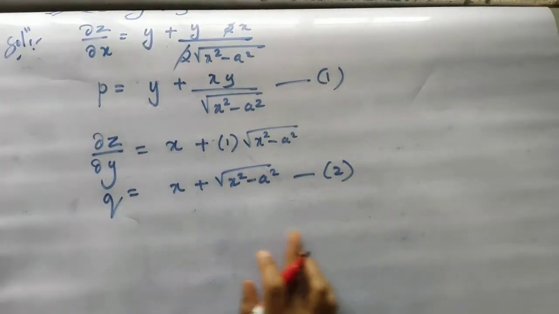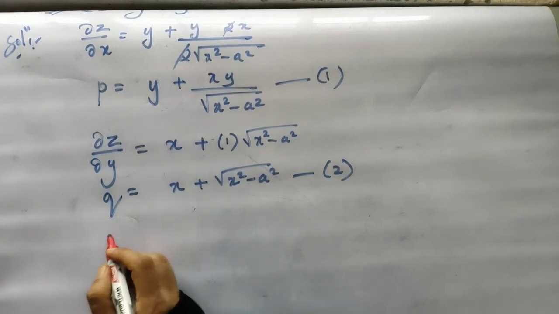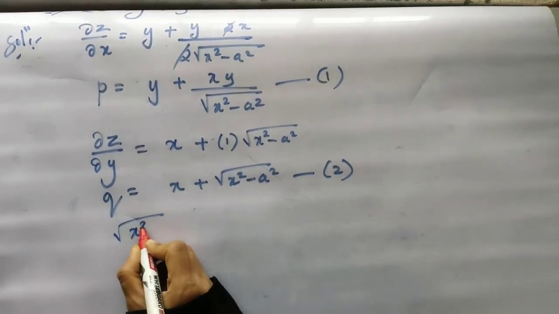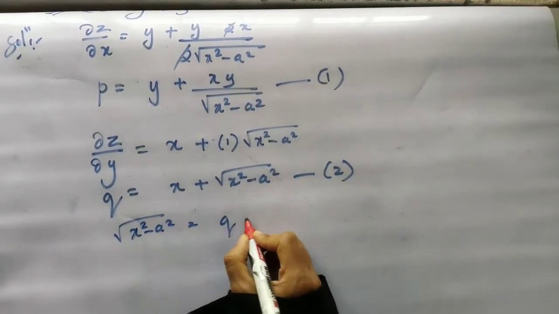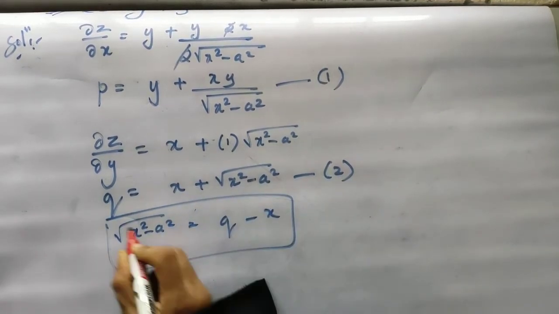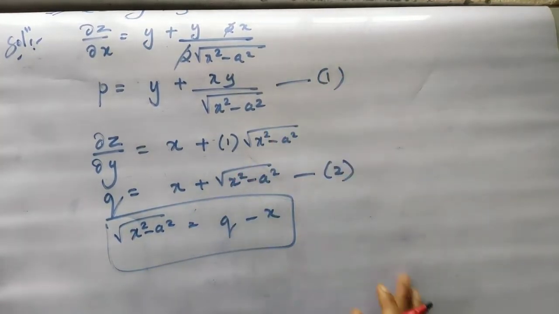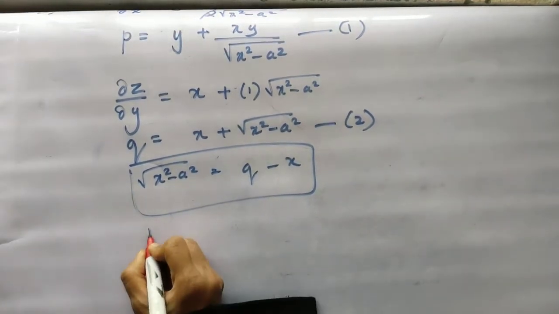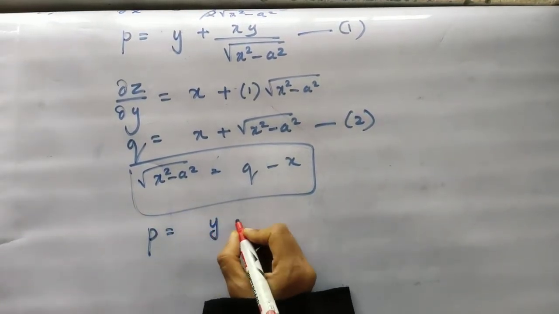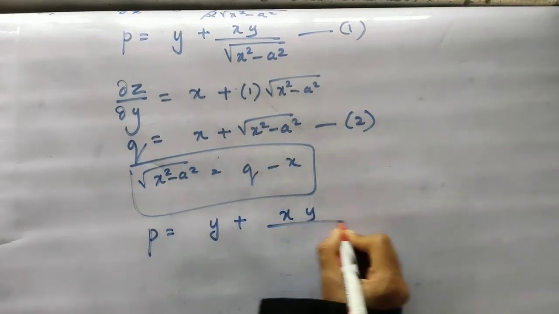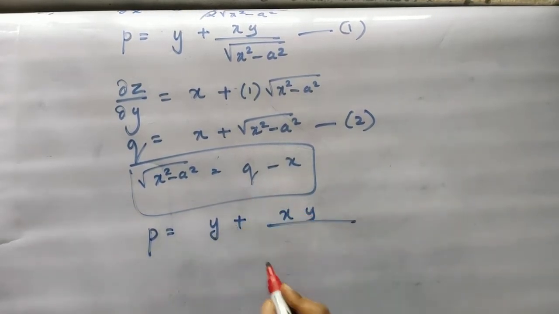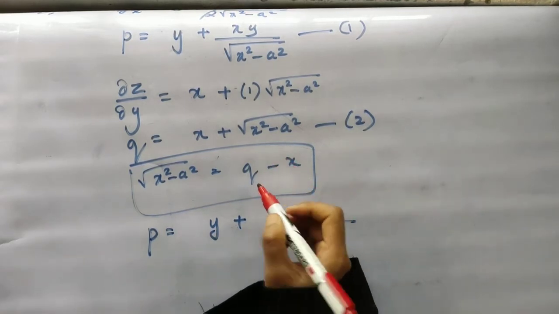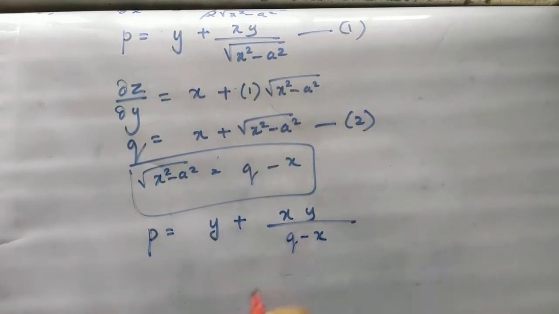Now from equation 2 you can separate your root. Just have a look. Root of x square minus a square is equal to q minus x. This value of root will substitute it here. Okay. So what do you get in equation 1? So p will be equal to y plus x into y divided by, what is the value for root of x square minus a square? You have got it as q minus x. So write it as q minus x over here.